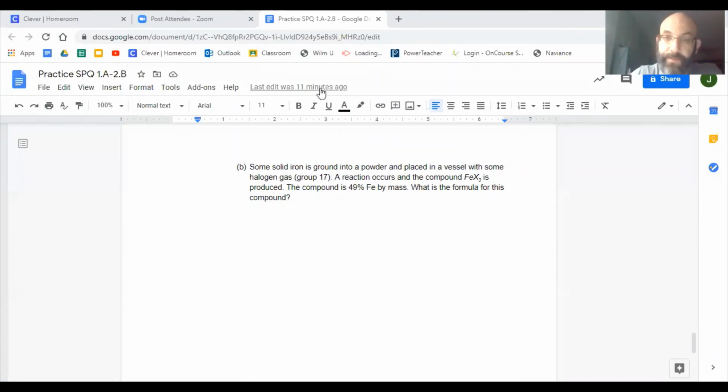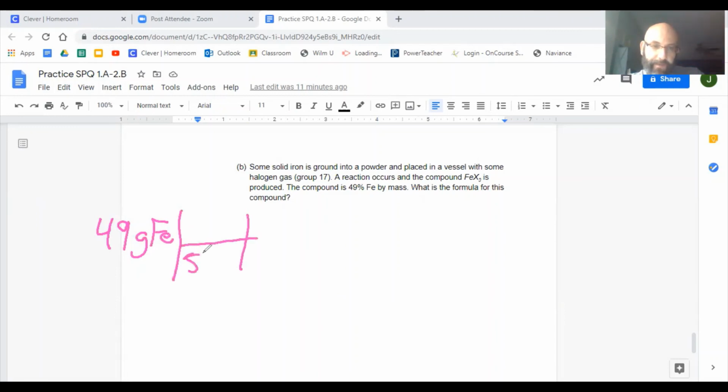All right, again, we're going to use what we know about mass percents. So we got 49% iron by mass. So we can just assume we have 100 grams, right? So if we have 100 grams and 49% of it is iron, that means we have 49 grams of iron. That's a hideous color, I don't like that at all. Sorry. Go back to that fun pink one. There we go.